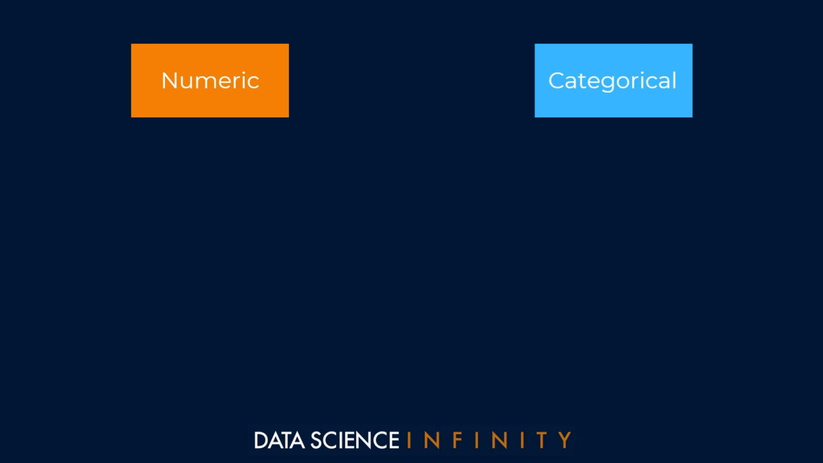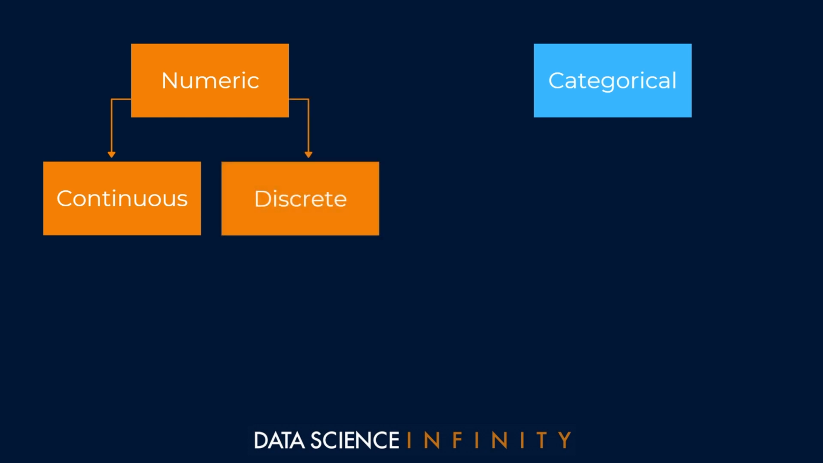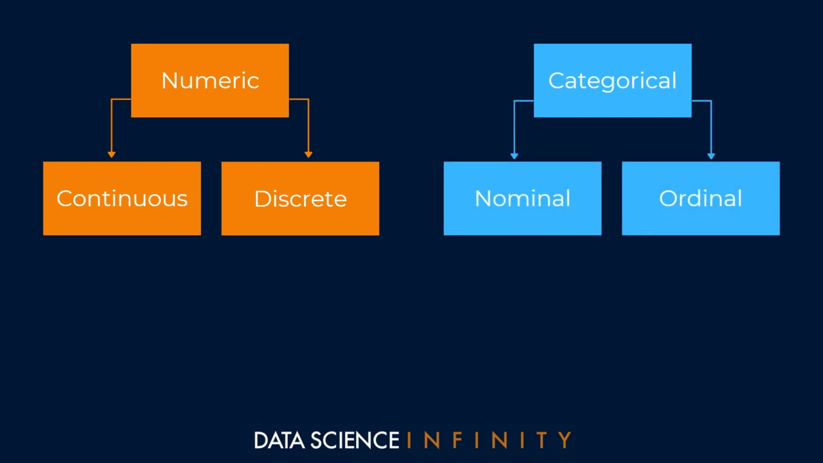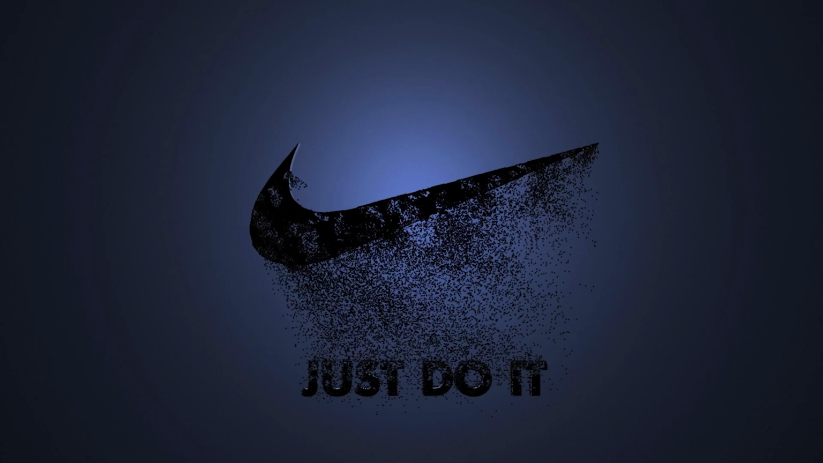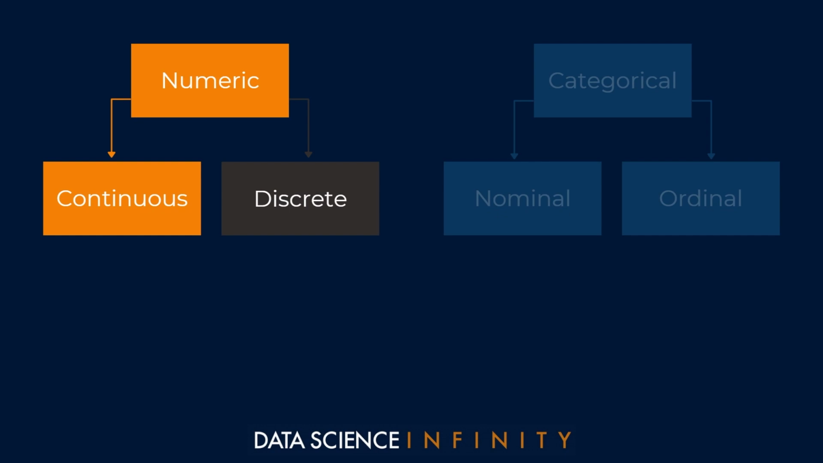Numeric data can be broken down again into continuous numeric data and discrete numeric data. Similarly, categorical data can be broken further into nominal data and ordinal data. So what are the differences between each of these types? Well, let's say we worked for the sportswear company Nike. Let's discuss some examples that we might come across while working for Nike to show the differences between these data types. So over on the left with continuous numeric data, this would be a data point such as the height of one of our sponsored athletes, basketball player LeBron James.